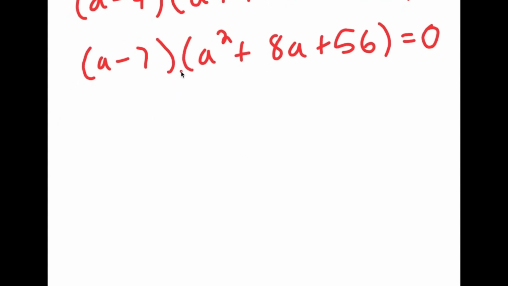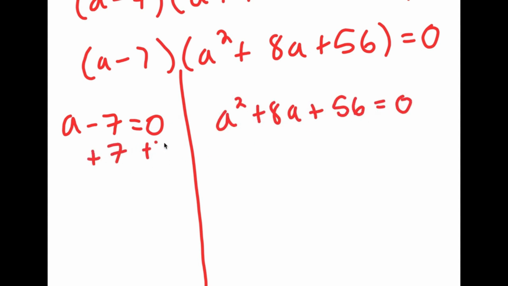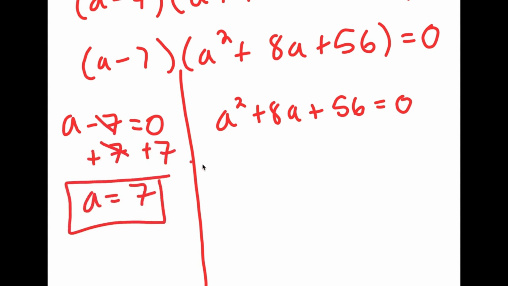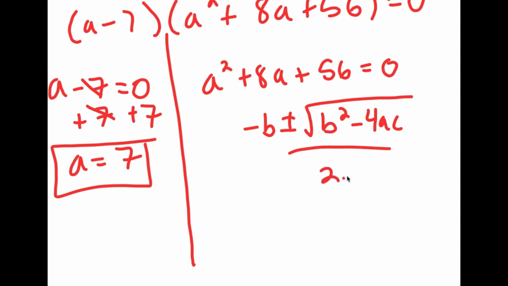Now from here, I get two equations. I get a minus 7 is equal to 0, and I get a squared plus 8a plus 56 is equal to 0. So for a minus 7 equals 0, I can add 7 on both sides. So then these two cancel out, and I get a equals 7. And for a squared plus 8a plus 56 is equal to 0, I can use the quadratic formula, which is negative b plus or minus the square root of b squared minus 4ac all over 2a.